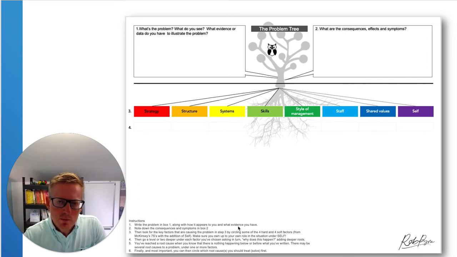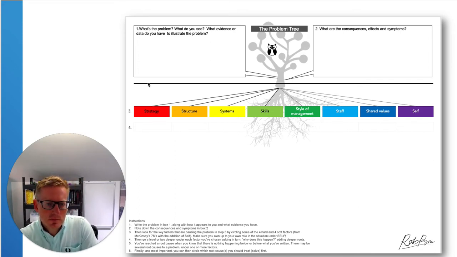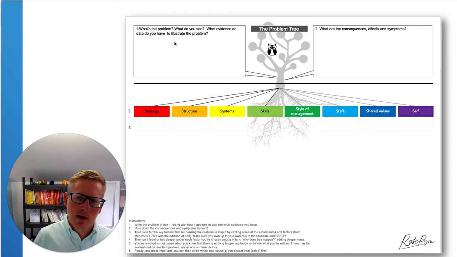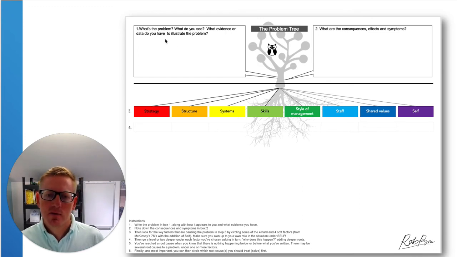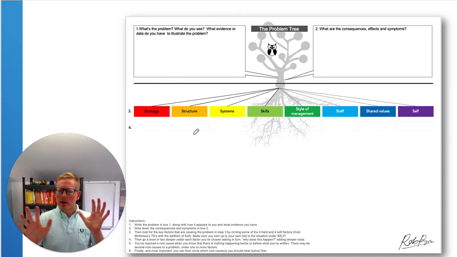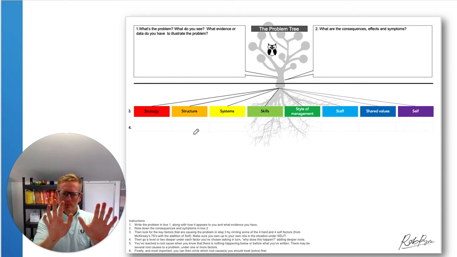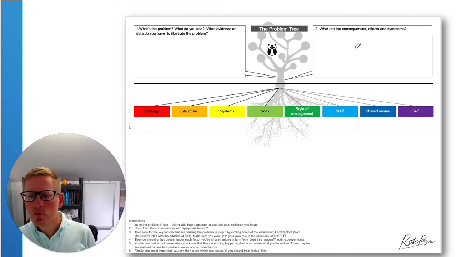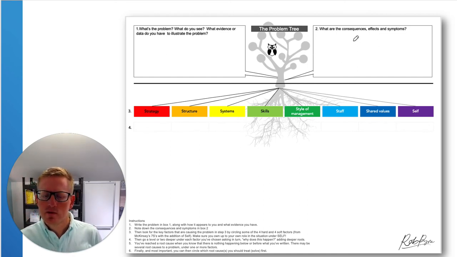So first of all, what we want to do is get a group of people around a piece of A3 with the problem tree printed out on it, or you can copy this into an online whiteboard and get your group virtually around it. And the first thing we're going to do is ask them, what's the problem? What do we see? What's the evidence? What's the data? And we start to paint a picture of what is going on now. That might take a few minutes to discuss, but we just say, what do we see? What are the facts here?